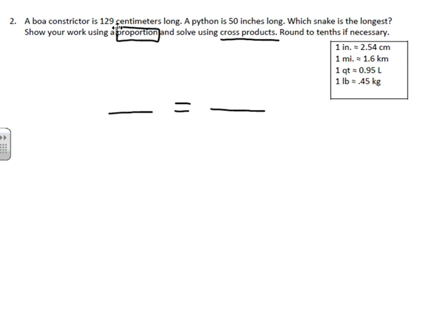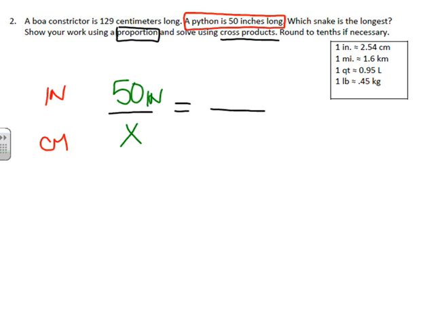When you are converting measurements, you want to take the measurement you're converting, and I'm going to decide to convert the 50 inches into centimeters. So I'm going to put inches in the numerator and centimeters in the denominator. And so I need to put 50 inches in the numerator, and I'm trying to figure out how many centimeters that's equal to, so I'm going to put an X for centimeters.